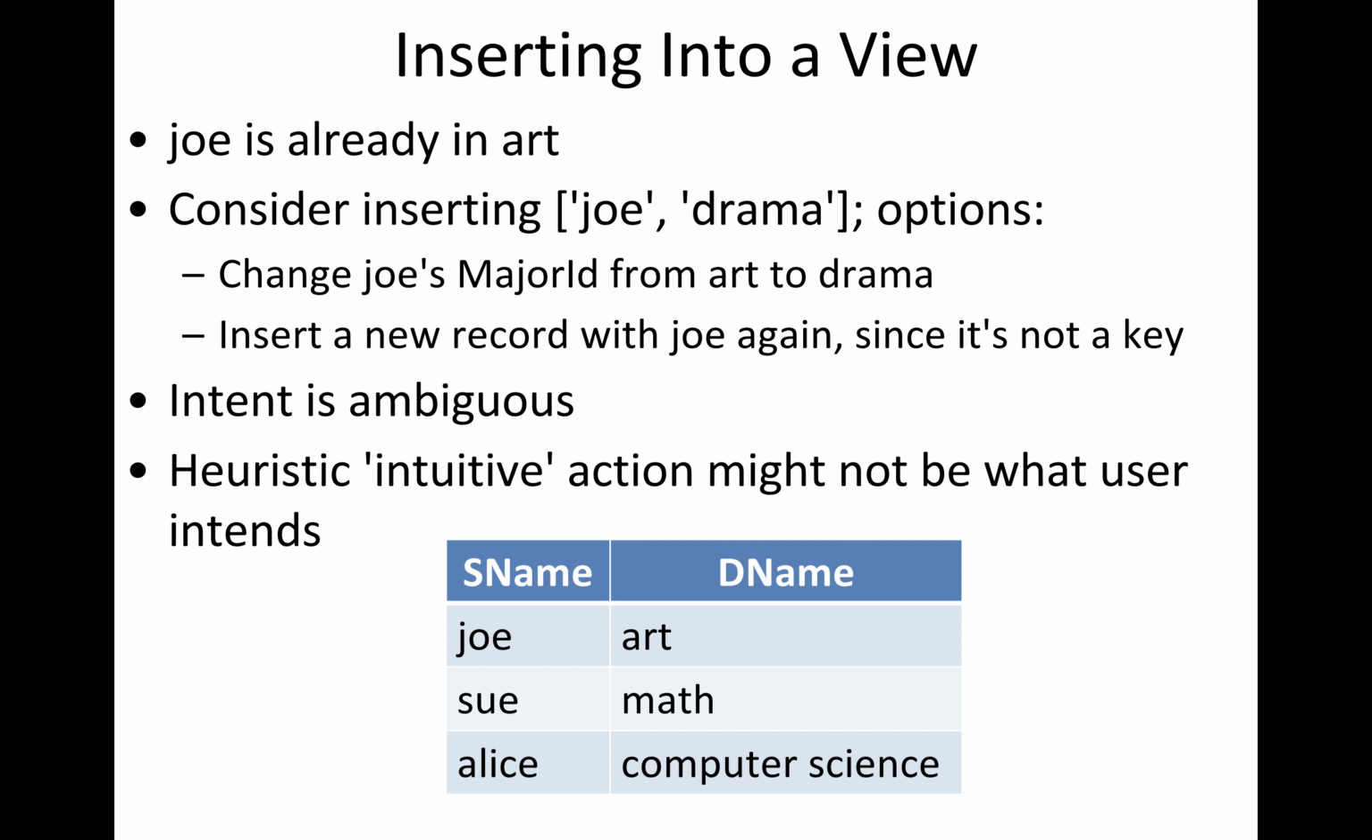Here's another one. Say that Joe is already in art, and now we want to insert into this view. What does that mean? If I now insert Joe, drama, does that mean that Joe is no longer in art and is instead in drama? Or that now we allow students to have multiple enrollments? Again, the intent is ambiguous. It's not clear how we would interpret this.